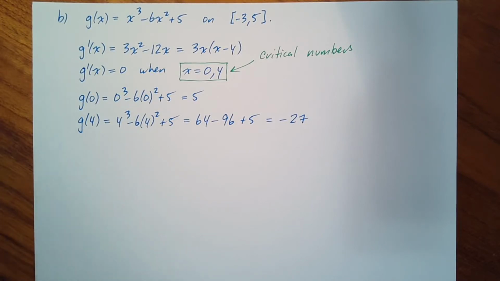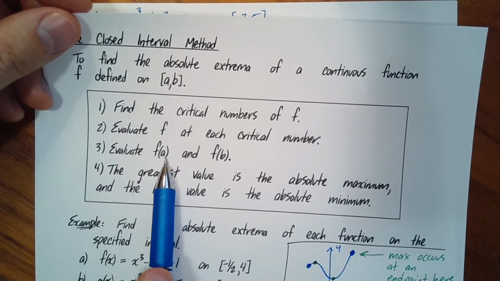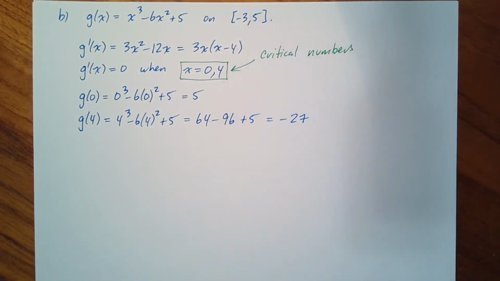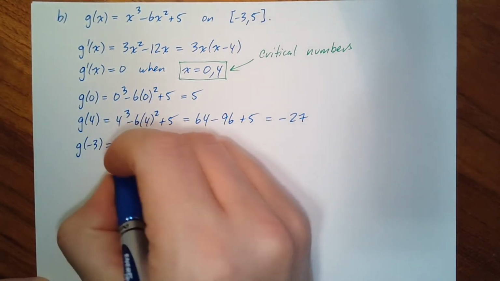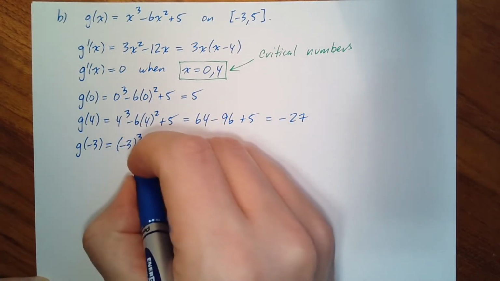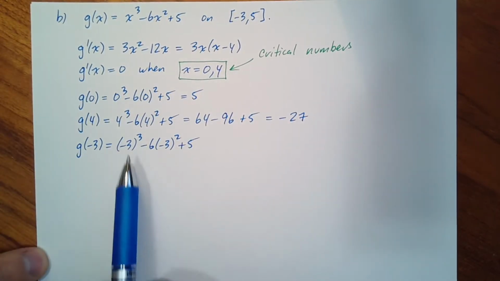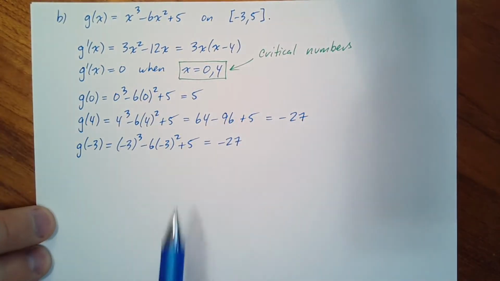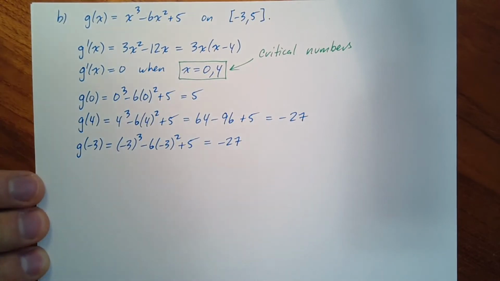Now, step 3, evaluate the function at each of the endpoints. In general that's f of a and f of b, but in our case, we want to evaluate g of -3 and g of positive 5. So g of -3, we're going to get -3 cubed minus 6 times -3 squared plus 5. 3 cubed is 27, but it's negative, so we're going to get negative 27. Here, -3 squared is 9. So you've got -6 times 9, which is -54.